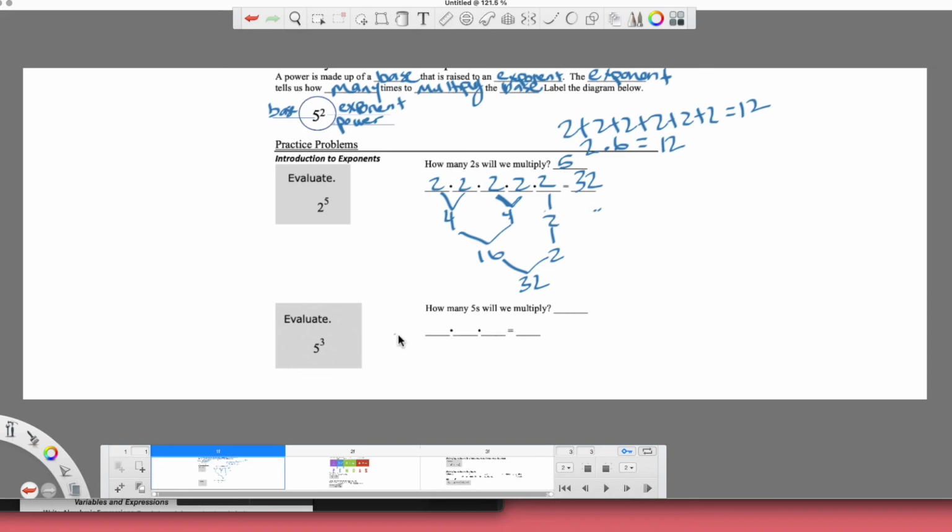The second one says evaluate 5 to the third power. I'm going to use 3 5s because there's a 3 there that's telling me how many 5s I'm using. So 5 times 5 times 5. 5 times 5 is 25. Bring this 5 down. 25 times 5. If I think of quarters, sometimes this is a little easier for students. If I had 5 quarters, I'd have $1.25. So I get 125. All right, so that is our introduction to exponents. Go ahead and go on Alex and give it a try.